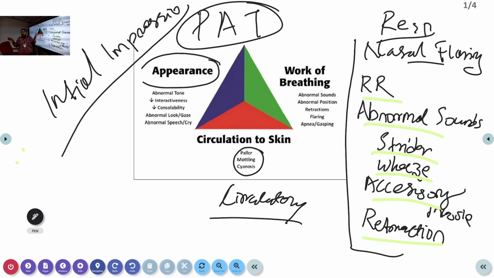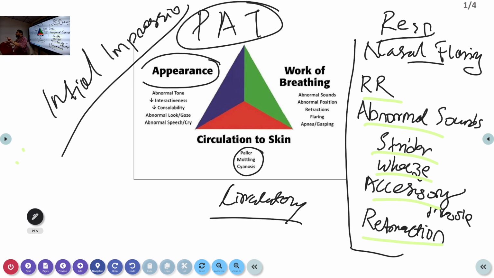So these are the things that you need to look for in the assessment of work of breathing. Then coming to circulation, 3 things you have to see. Color of the child, which is the most important thing. Is it a normal color of the child? If it is not normal, there are 3 possibilities: you can have a pallor, you can have a mottling of the skin, and you can have cyanosis. So from these things, you will make an initial impression of the child.